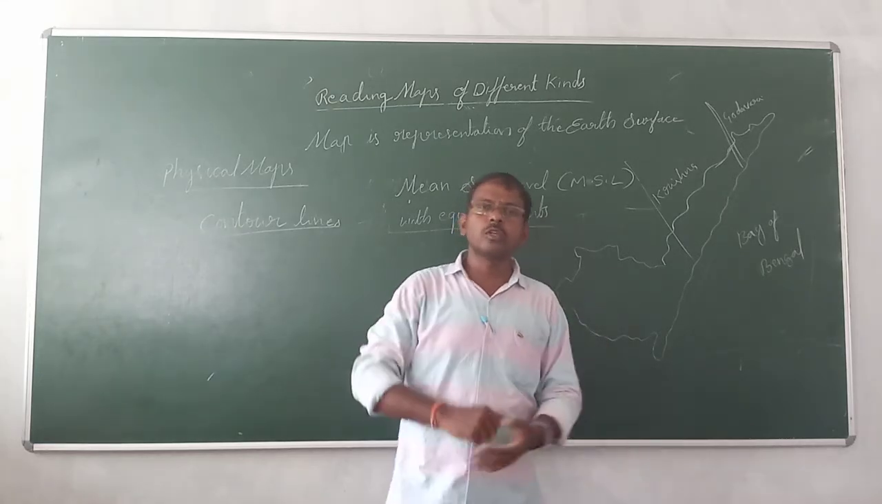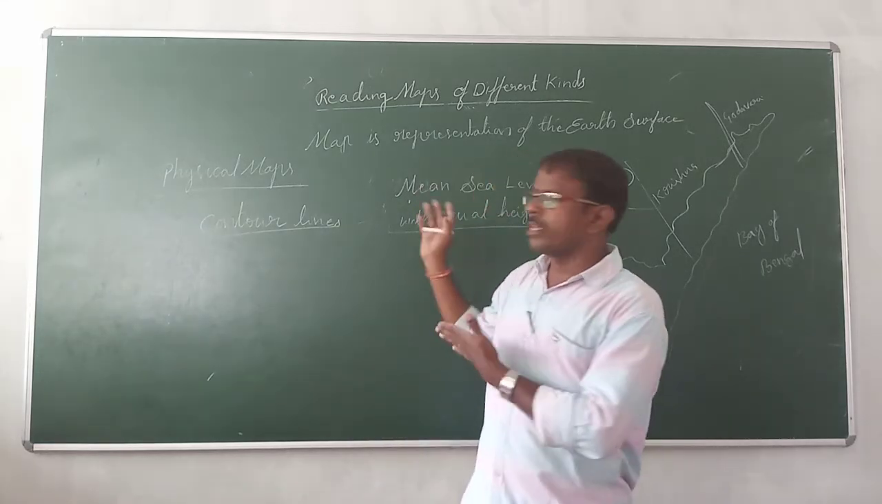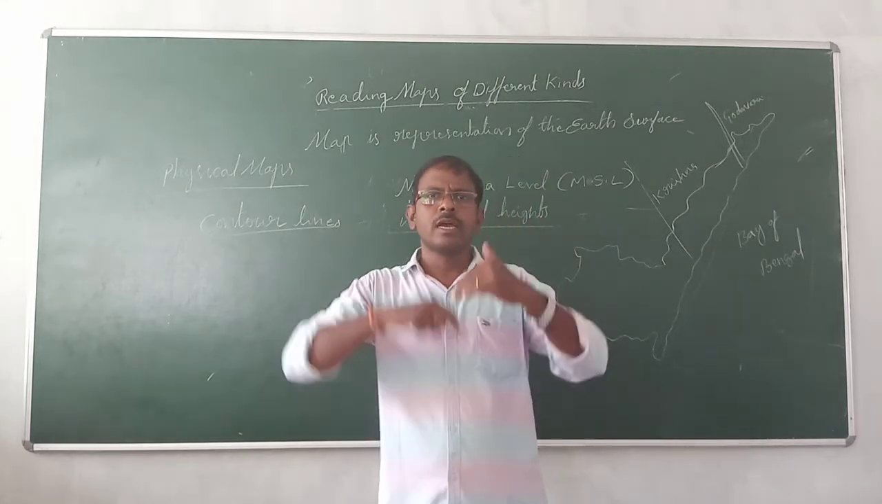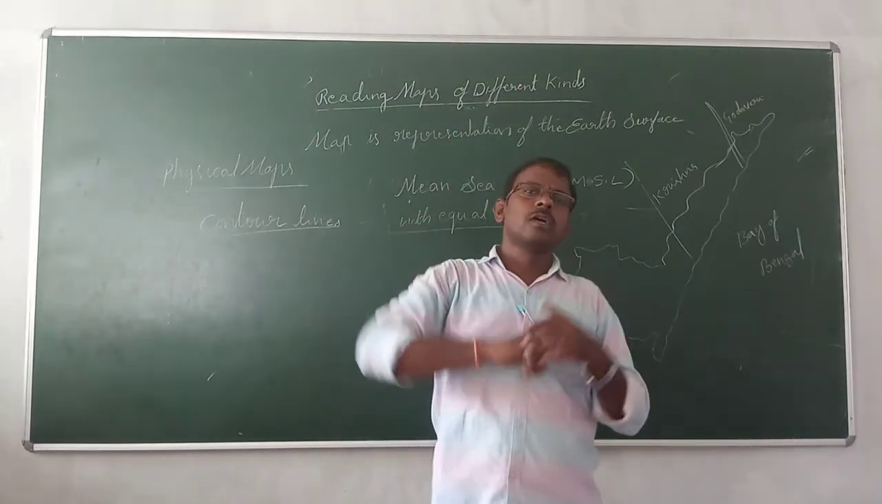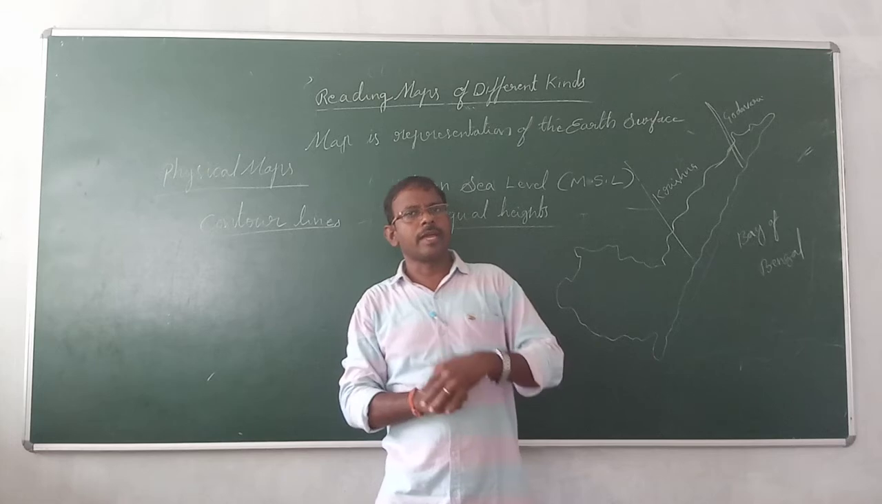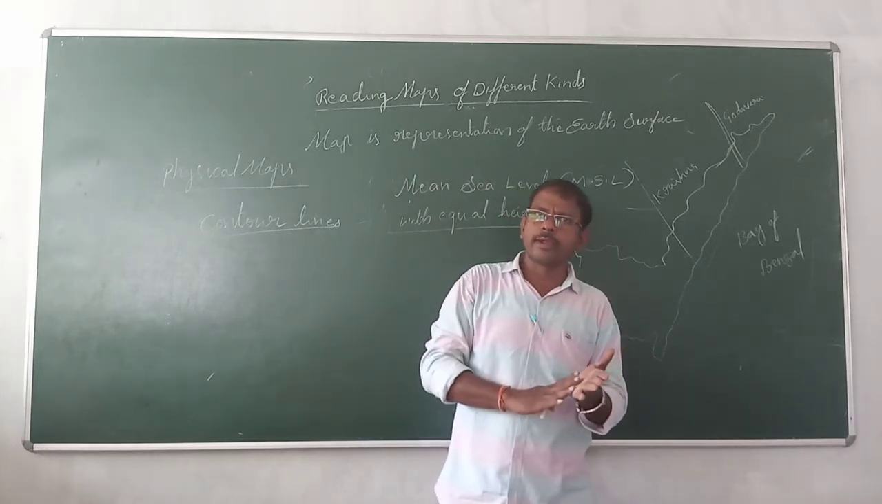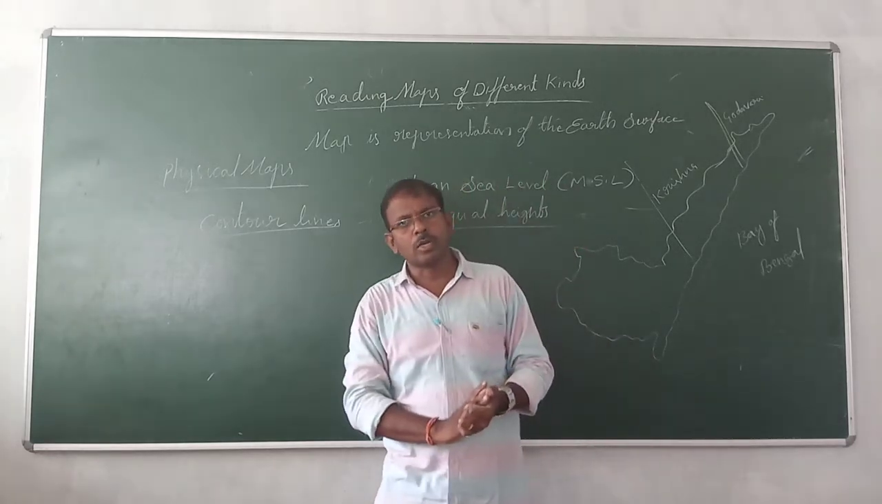And write about contour lines. We already discussed contour lines. The lines joined with equal heights are known as contour lines. About contour lines, there are four points.